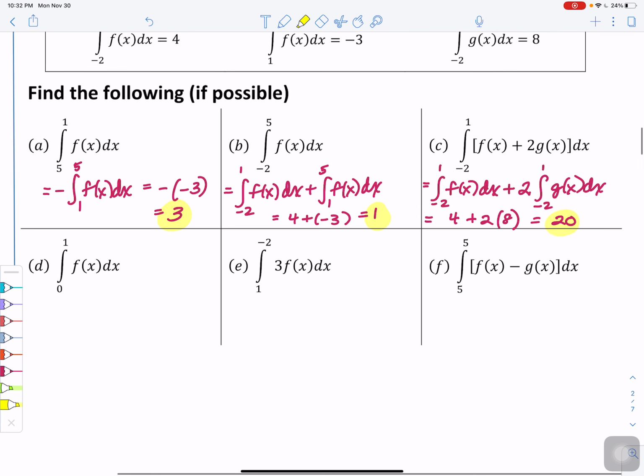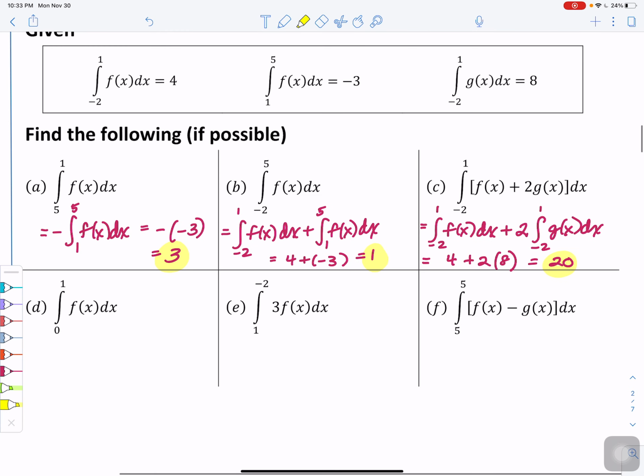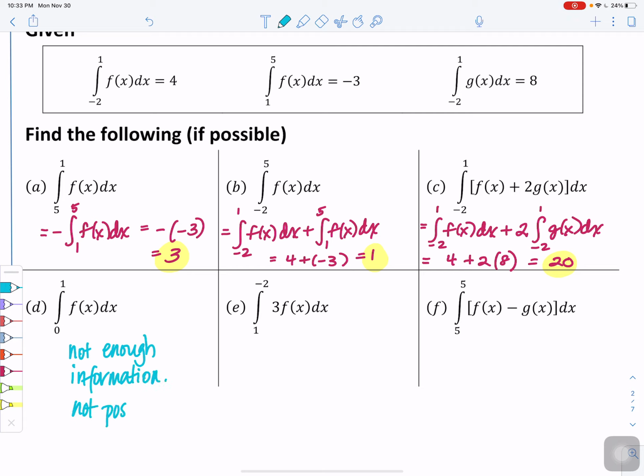Okay? How about the integral from 0 to 1 of f of x dx? Well, we don't have that information. There's no way to know. We don't even know what f of x is. So at this point, we can just say not enough information, or you can just put not possible. Not possible to evaluate. We can't just make up a function.